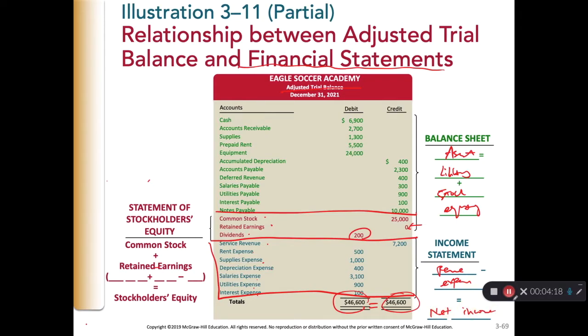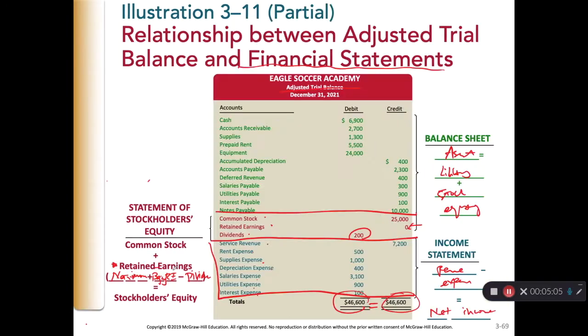Net income is going to be a portion of retained earnings, and retained earnings is going to be a portion of the stockholder equity statement. Hence, retained earnings should be net income plus beginning retained earnings minus dividends.